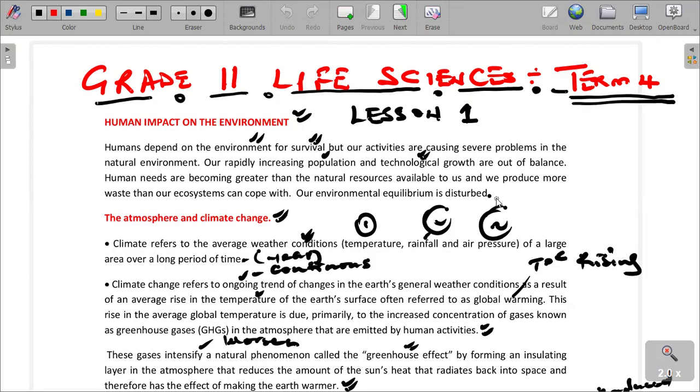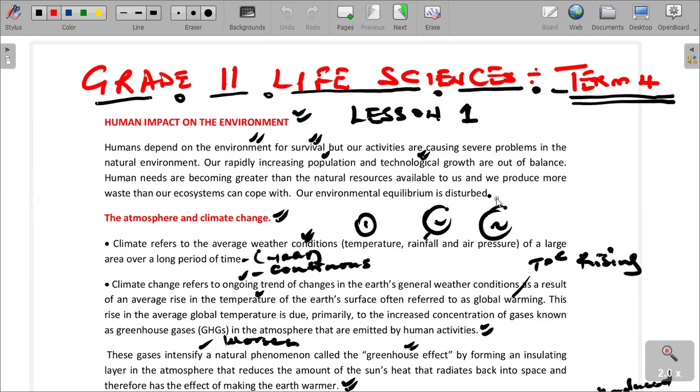We have a nice presentation today where we are going to discuss human impact on the environment. I'm quite sure we are very conscious of the effect of human population growth, and how human activities have impacted on the environment. We depend on the environment for survival. However, our activities do cause serious problems in the natural environment.